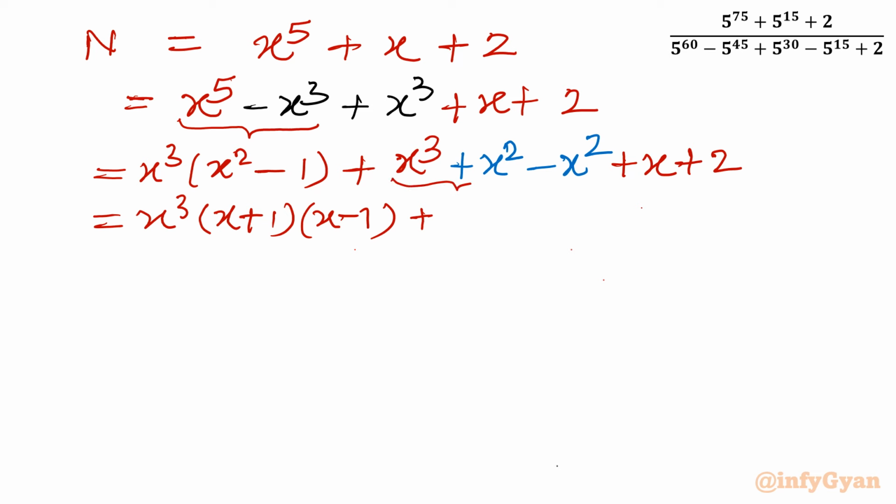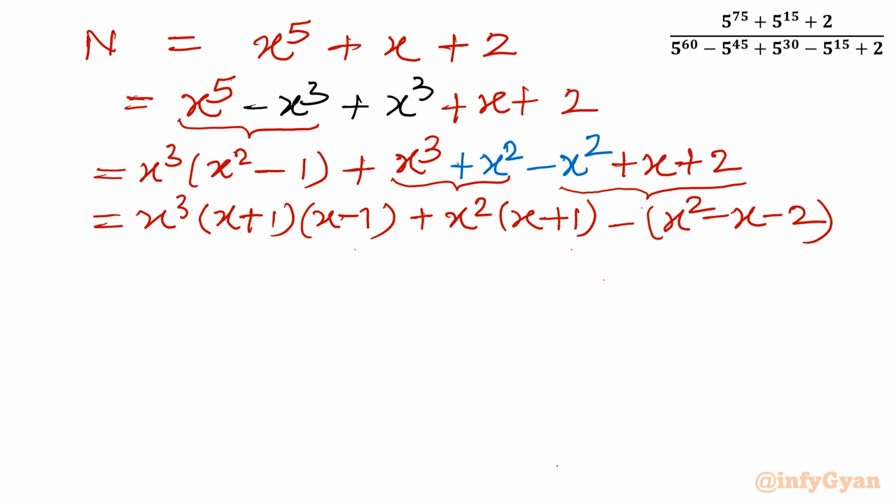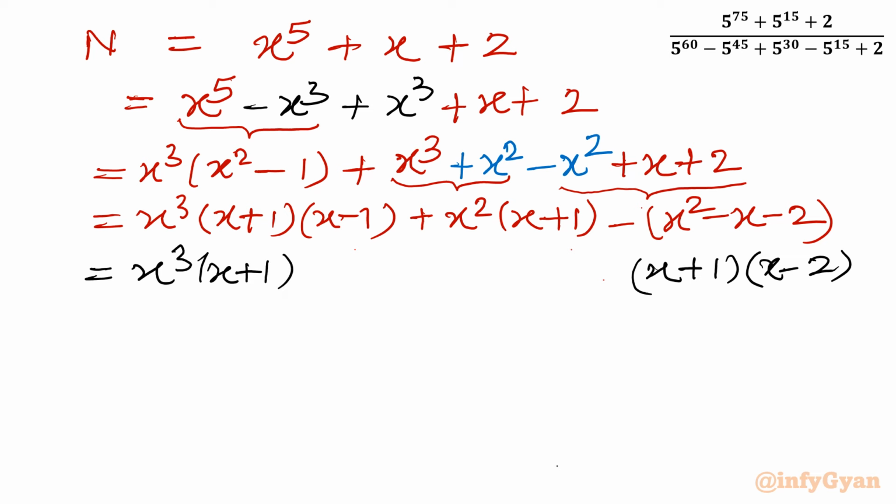Now from the next two terms, I will take x square common. So in bracket it would be x plus 1. Now what is left? It is minus, if I take common, then x square minus x minus 2. Now I will factorize this last bracket as (x plus 1) times (x minus 2). Let me write the remaining: x cube (x plus 1)(x minus 1) plus x square (x plus 1) minus the factorization of x square minus x minus 2, (x plus 1)(x minus 2).